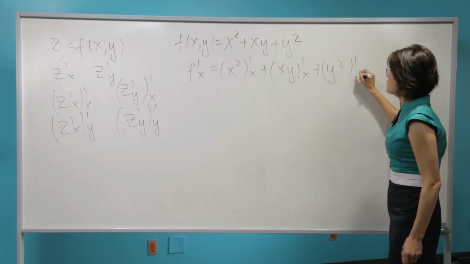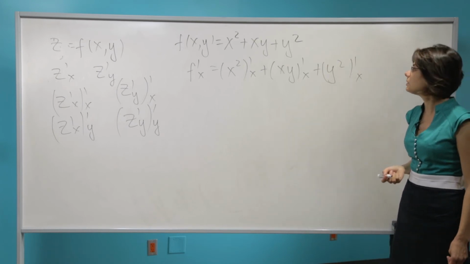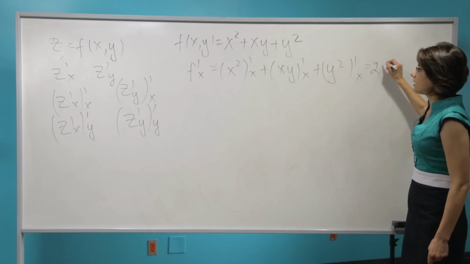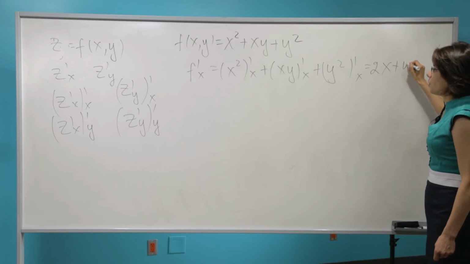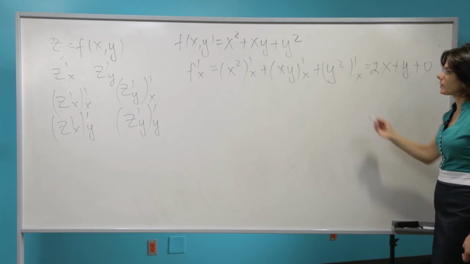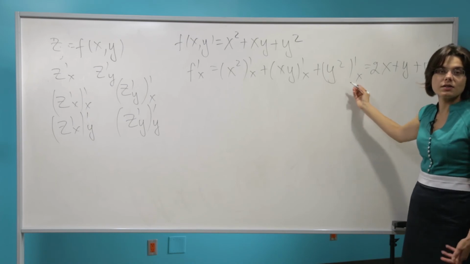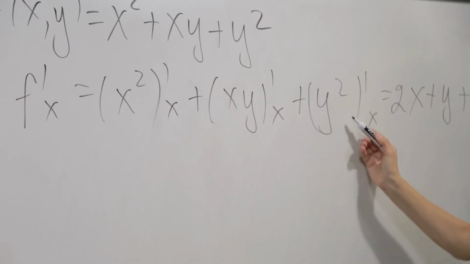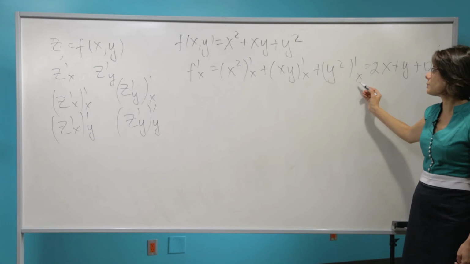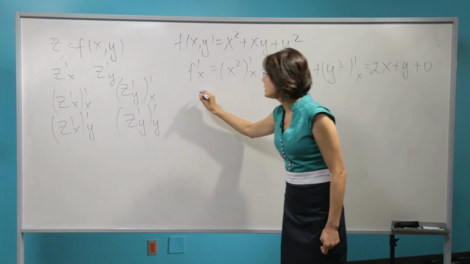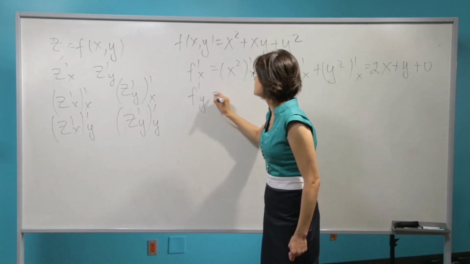I'm differentiating each summand of this function over x variable to obtain 2x plus y plus 0. The derivative of y in this case is equal to 0 because we don't have any multiplication by x variable over which we differentiate. Now the derivative over y.